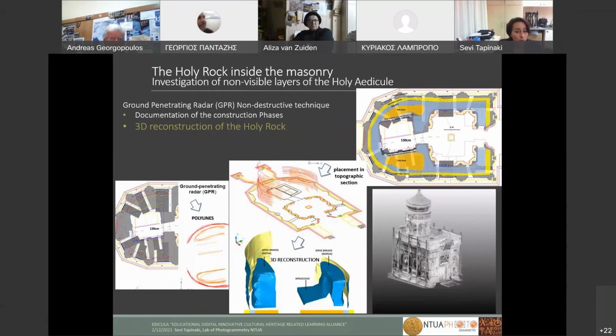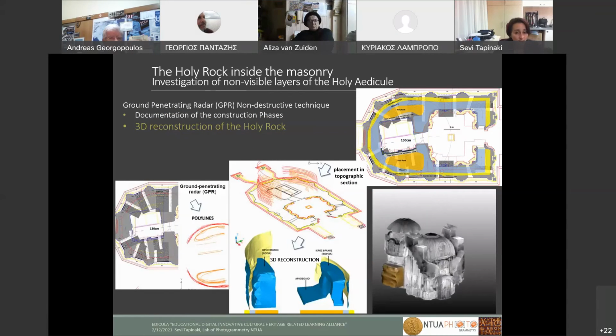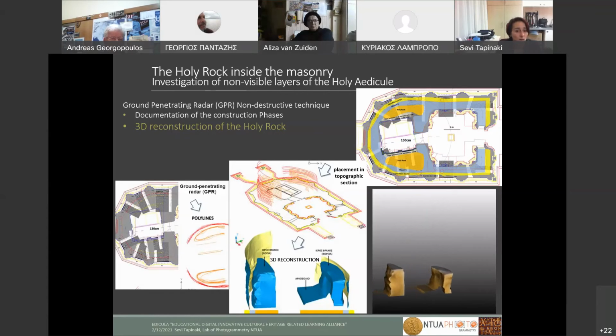Very important was the processing of the GPR data that were used for the documentation of the construction phases. We converted the measurements to polylines that were used for the 3D reconstruction of the Holy Rock and the placement in the 3D model.